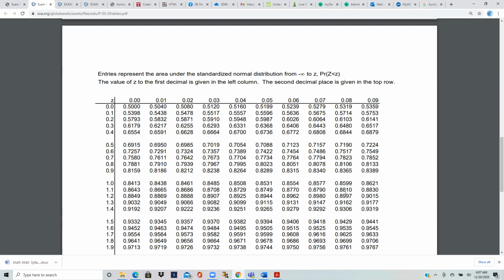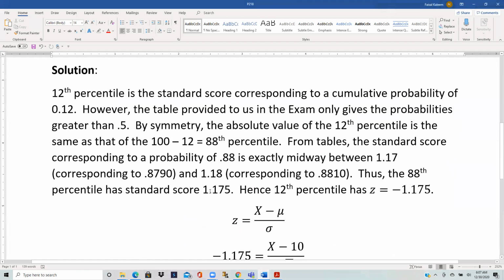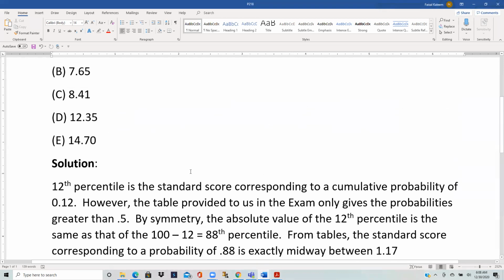So it means for 0.88, we'll have 1.175. That's exactly midway between 1.17 and 1.18. And so the 88th percentile in terms of z will be 1.175. And therefore the 12th percentile by symmetry will be z equals negative 1.175. But we are to find the actual data value that corresponds to this z value.